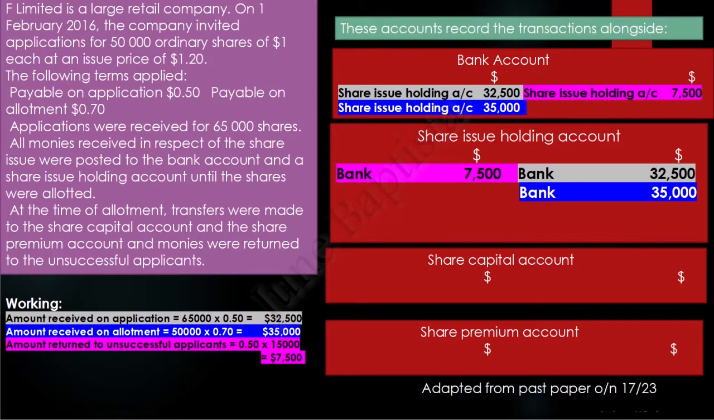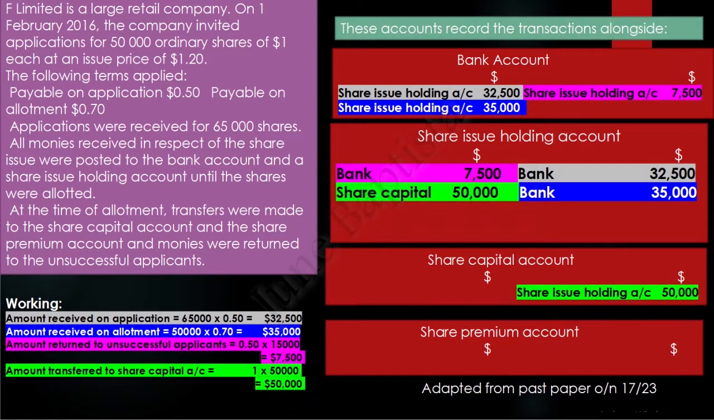Amount returned to unsuccessful applicants in the pink box was $7,500. This amount is credited in the bank account as the amount was returned and debited in the share issue holding account. Amount transferred to share capital account was $50,000 in the green box. This amount was debited in the share issue holding account and credited in the share capital account.